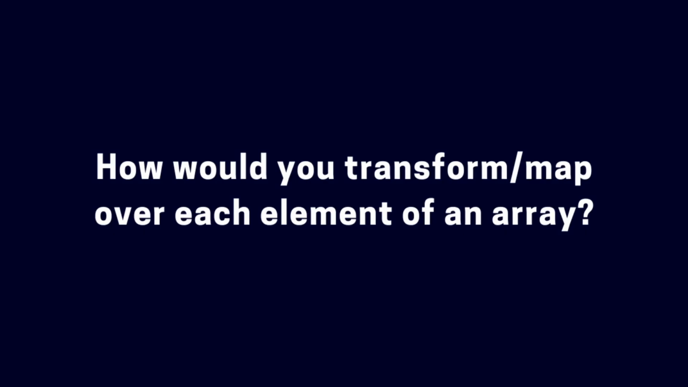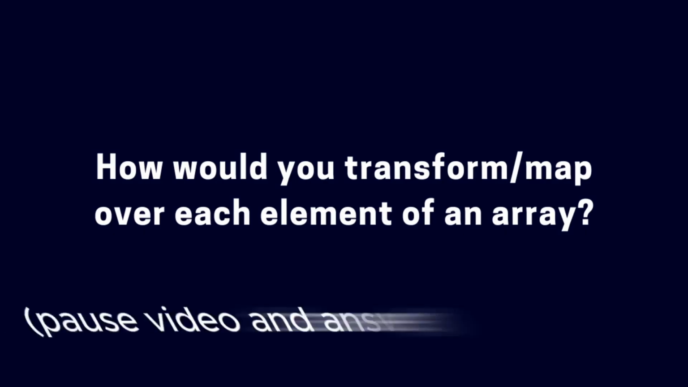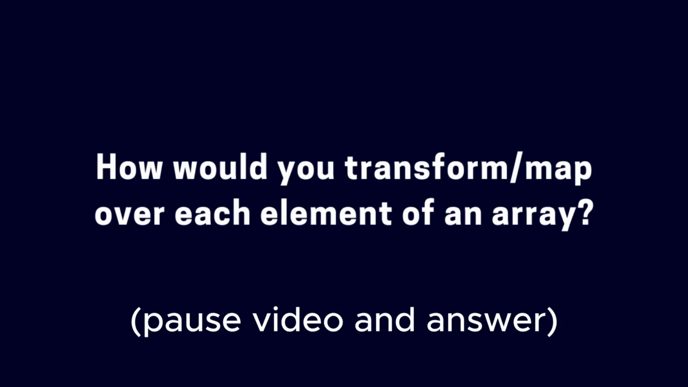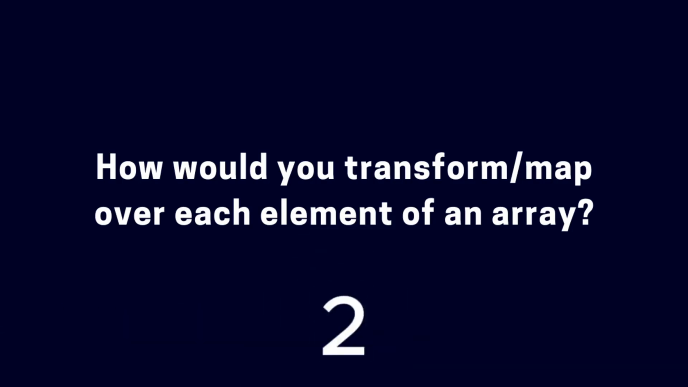How would you transform or map over each element of an array? You can use the built-in map method. With that method, you would specify a callback function where you will operate on each element and transform it in some way. This would result in creating a new array consisting of those updated values.